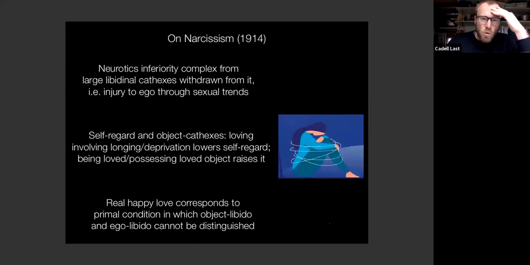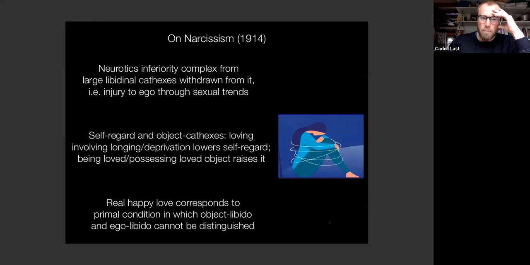So neurotics, and the neurotics are the people that psychoanalysis deals with, are often struggling with an inferiority complex from their own libidinal concentrations, which is basically repeating what I've said before about this relationship between the sexual, being a split subject between the sexual trends and the ego trends, and the ego is basically injured. And they have a low self-regard.